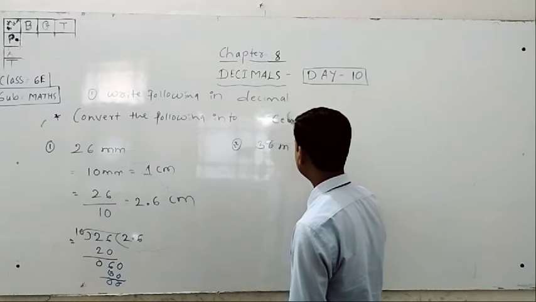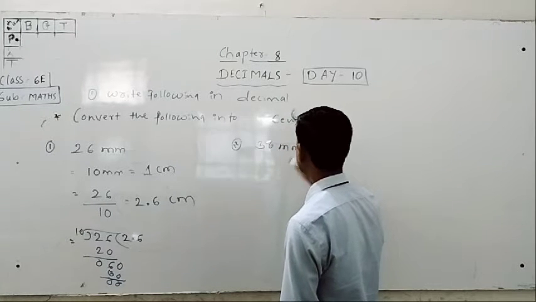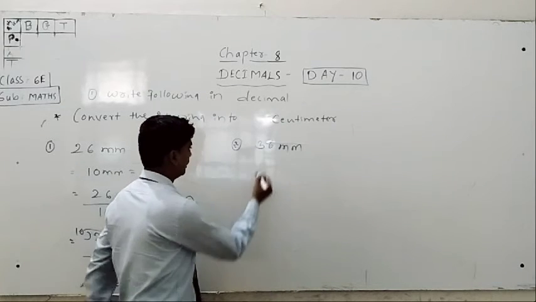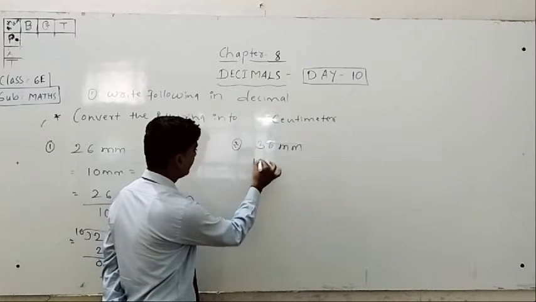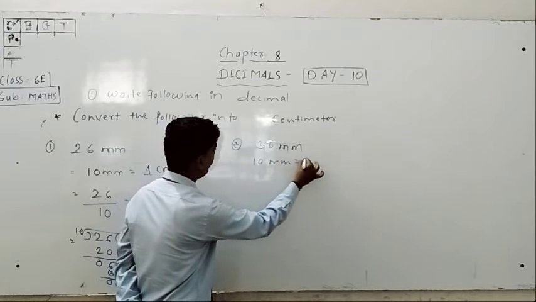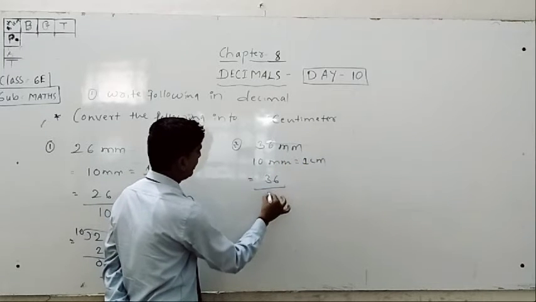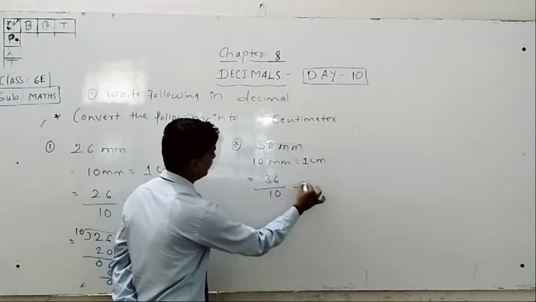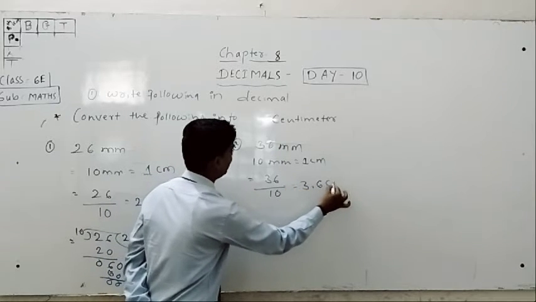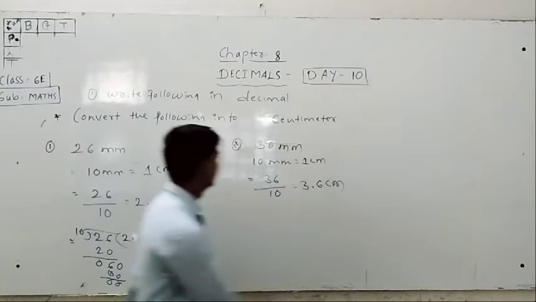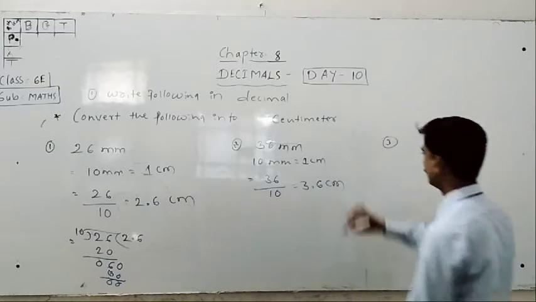36 mm, we should convert into cm. Then 36 mm means 10 mm is equal to 1 cm. Then 36 divided by 10, 3.6 centimeters. Okay.